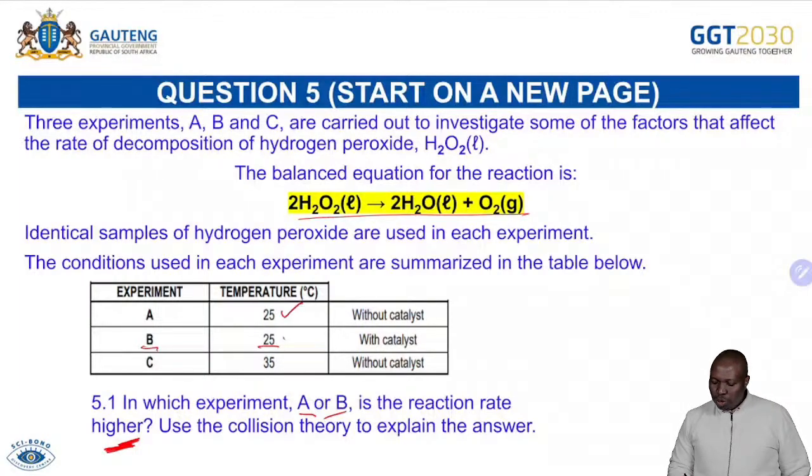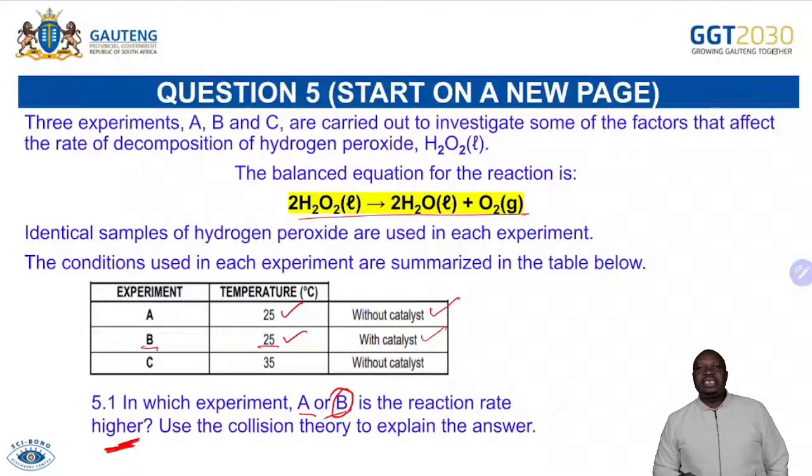They are both at 25 degrees Celsius. But when you look, A is without a catalyst, but B is with a catalyst. Definitely B will be your answer, will have the highest rate of reaction. And they are saying use collision theory to explain.